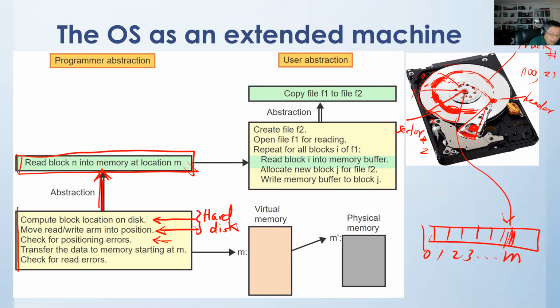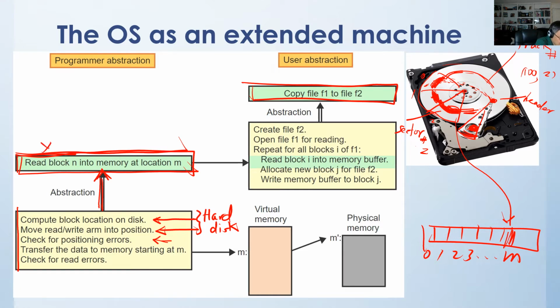Because when I perform a computer operation, what I want is to copy a file from one location to other places. I want to copy a file, right? Now, what does block n mean? I don't know, because I still need to know how this hard disk works. So that's still not good enough. From the user perspective, this is what I want. I just want the computer to perform the copy of file F1 to file F2, not this.